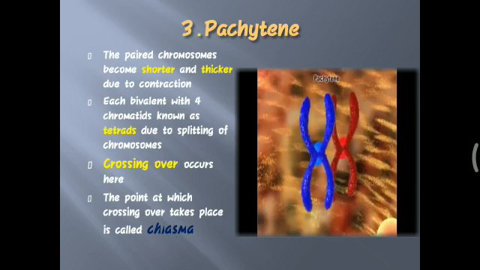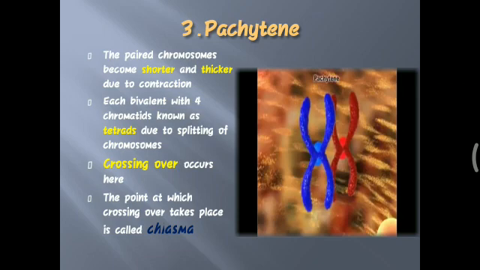Each bivalent with 4 chromatids is known as a tetrad. In this stage, crossing over occurs. During crossing over, the non-sister chromatids overlap and split at the same level, and segments are formed. These segments are exchanged between the non-sister chromatids, which is actually called crossing over. The point at which the crossing over takes place is known as the chiasma.